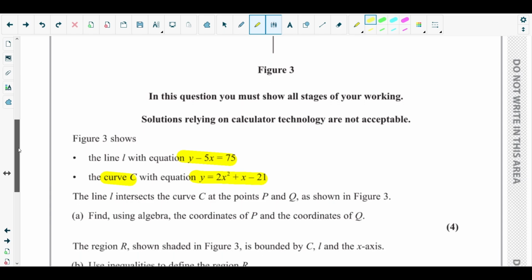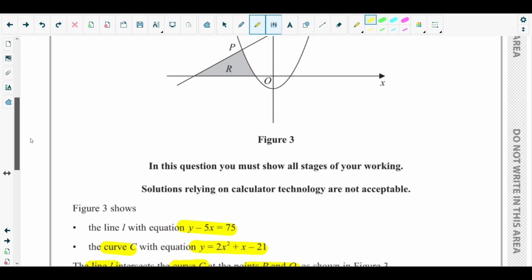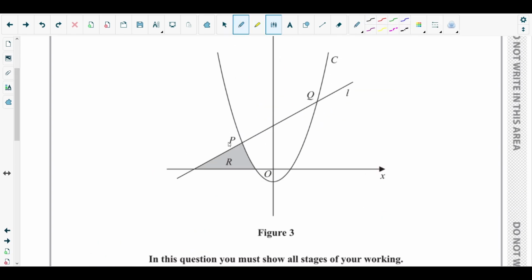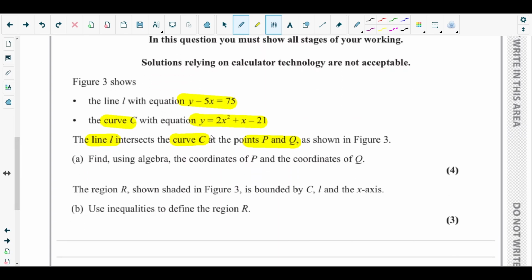Okay. So the line L intersects the curve C at the points P and Q. Let's see points P and Q here. It is intersecting at point P and point Q, as shown in the figure. Part A asks to find, using algebra, the coordinates of P and the coordinates of Q.